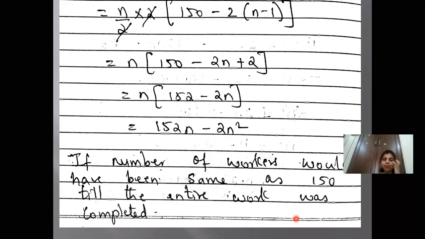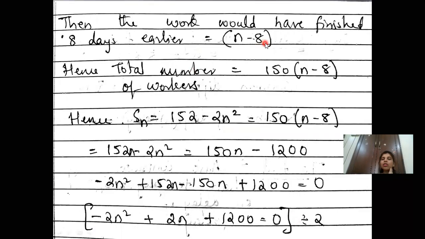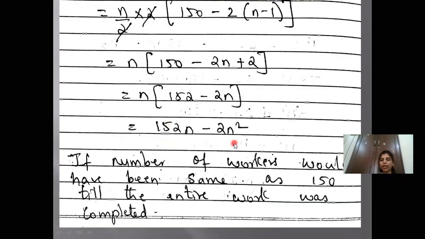Okay, so that is, then the work would have been finished 8 days earlier. So it is n minus 8. So total number of workers now will be 150 into n minus 8, because of how many days they were working, and 150 was initially. So total days into 150 will give you the total number of workers who were working, because same workers, but then for n days they are working. So n into 150. But as they are working for n minus 8 days, it will be n minus 8 into 150. Now Sn is equal to, as we have got from here, 152 minus 2n square.